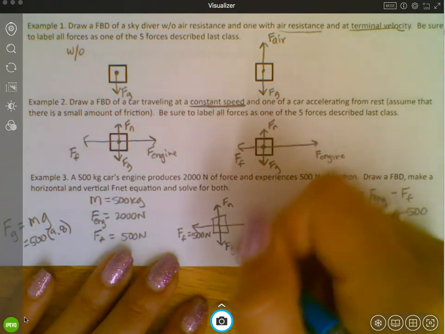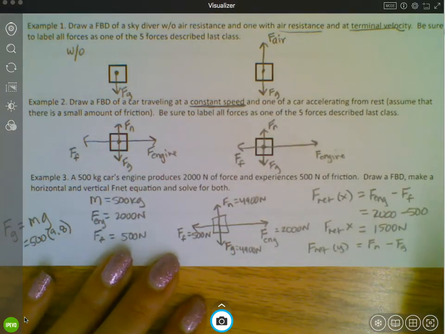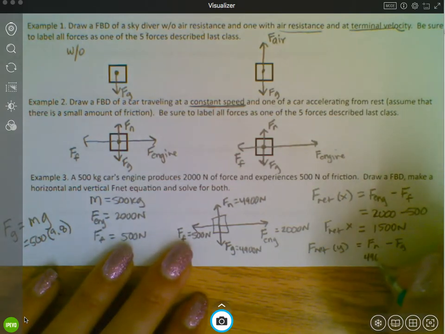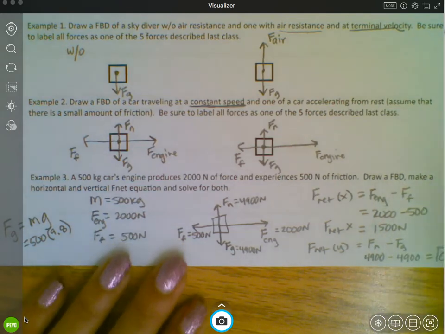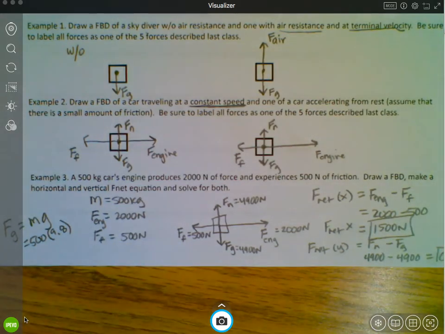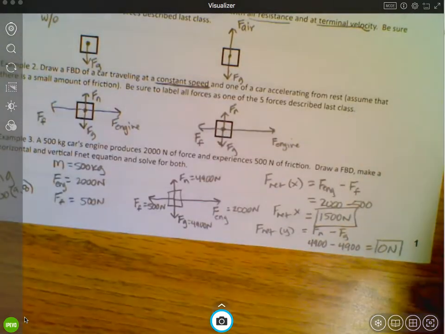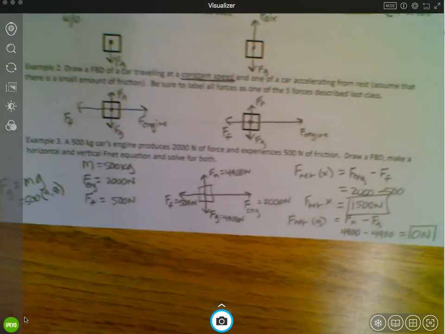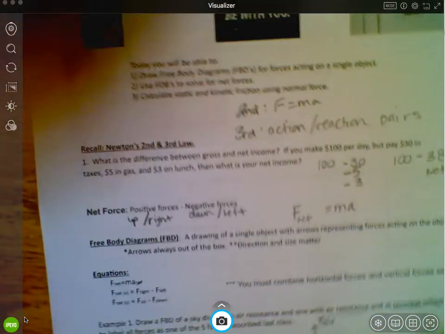Okay, and since these are balanced, we know this one has to be 4,900 newtons up. So this will be 4,900 minus 4,900, and we should get 0 newtons in the y direction, since it's not accelerating in the y direction. Sorry. Okay, so hopefully that makes sense. All right, and let's go ahead and move to the next page.